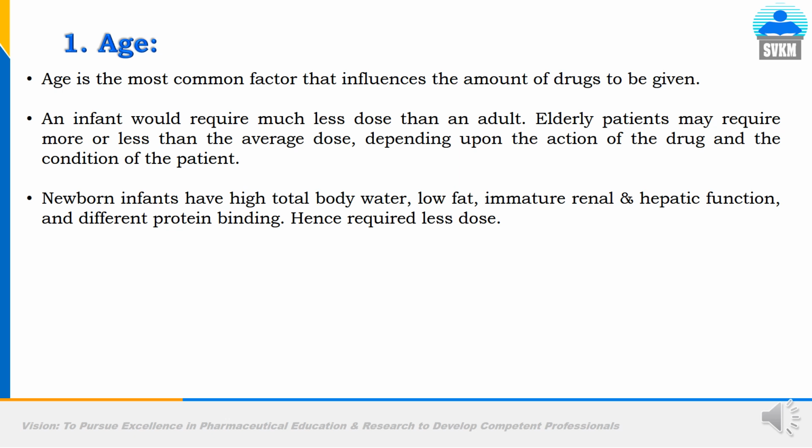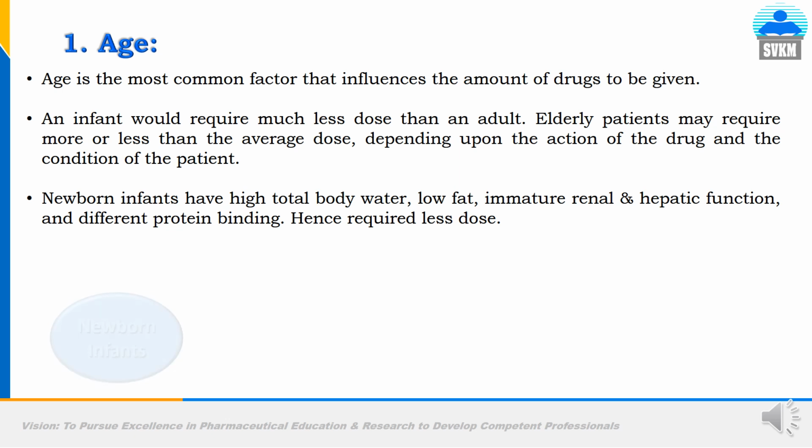The first factor is age. As we know, age is the most common factor that influences the amount of drug to be given. The infant requires a much lower dose than the adult, while elderly patients may require more or less than the average dose, and that will depend upon the action of the drug and the condition of the patient.